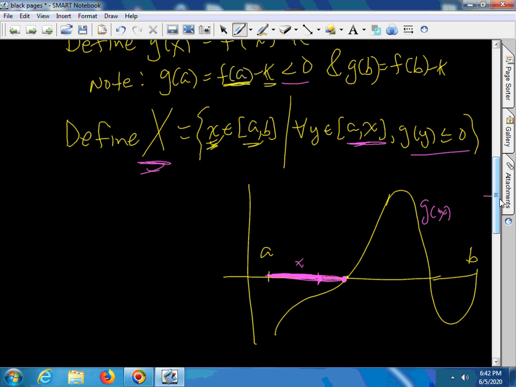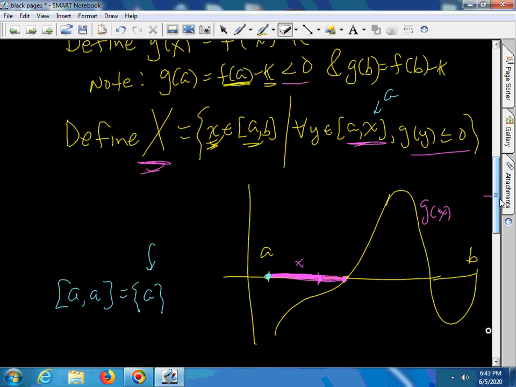In fact, A is in capital X, because if you go from A to A, the closed interval from A to A is just the set that contains A. And yes, it's true that all of those numbers, if you take g of them, you'll get less than or equal to 0.